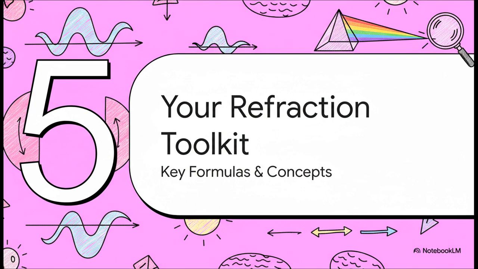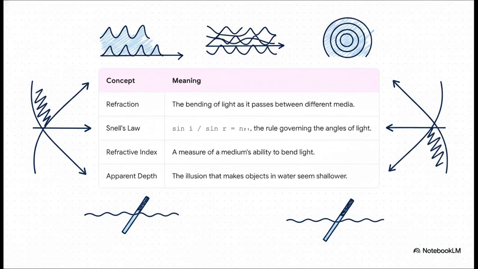All right, let's pull all of this together. We're going to create your official refraction toolkit, a quick summary of all the key ideas you need to remember. Okay, here's the cheat sheet. Refraction, that's just the bending of light between materials. Snell's law, that's the formula that predicts the bend. Refractive index, that's the light bending power number for a material. And apparent depth, that's the cool illusion that makes things in water look closer than they are.